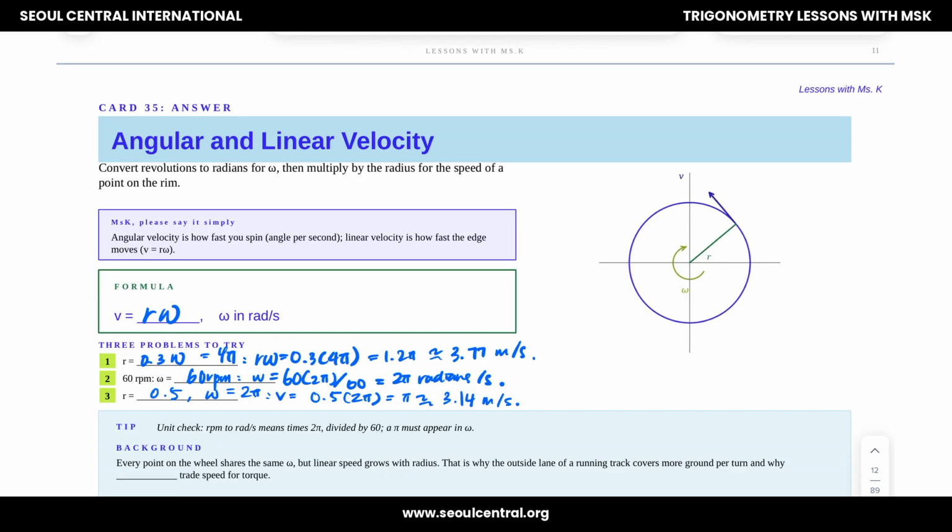One tip, unit check. RPM to rad per s means times 2 pi divided by 60, so a pi must appear in w. Background. Every point on the wheel shares the same w, but linear speed grows with radius. That is why the outside lane of a running track covers more ground per turn, and why gear ratios trade speed for torque.